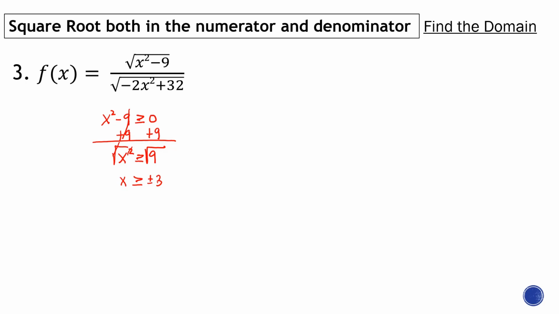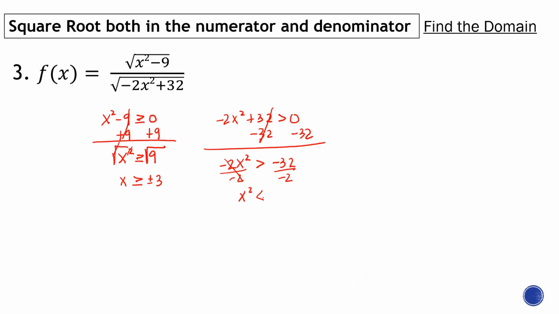In our denominator, or numerator rather, we have negative 2x squared plus 32 is greater than 0. So we subtract 32 on both sides. This will be negative 2x squared is greater than negative 32. And then divide by negative 2, divide by negative 2. The inequality will switch, so x squared is less than 16. And then we need to find the square root of both sides. Therefore, x is less than positive or negative 4.